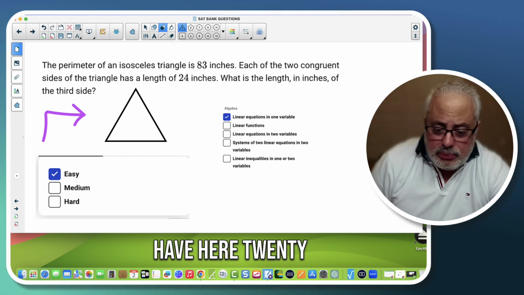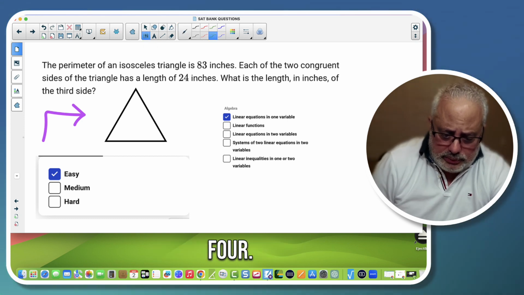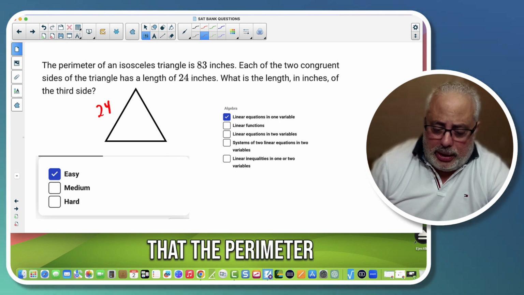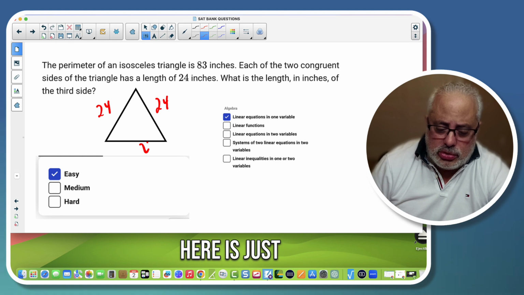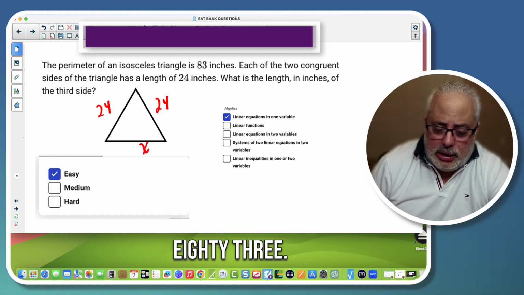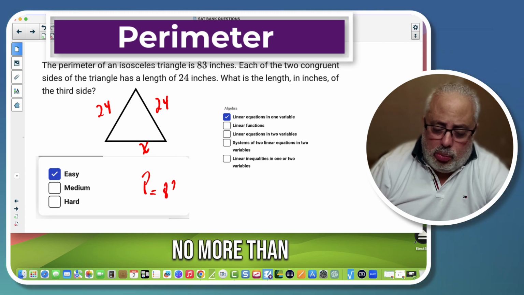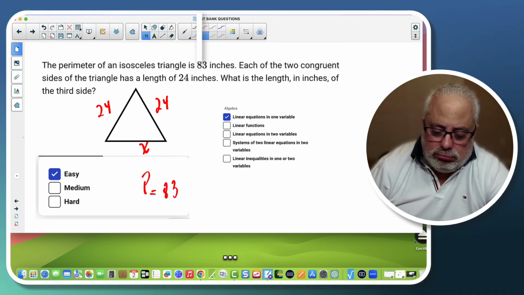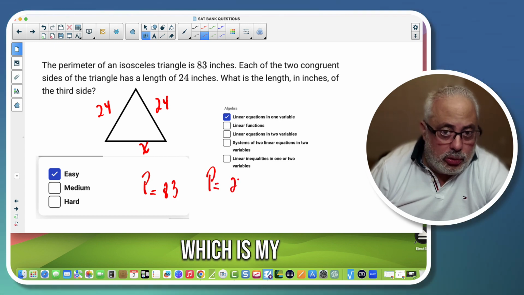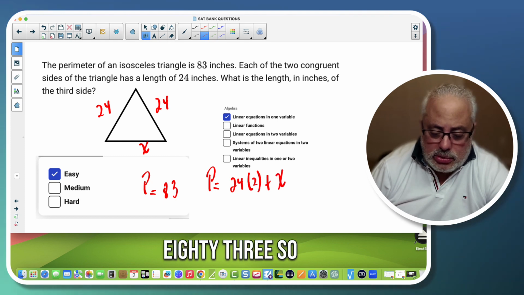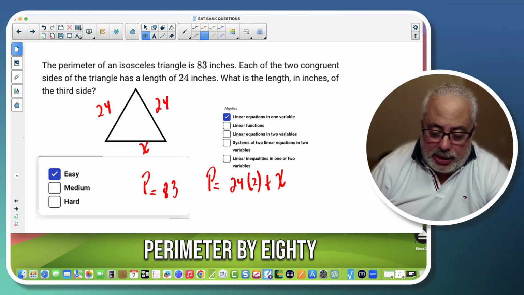So we have here 24 and 24. We don't know the third side, but we know that the perimeter is 83. The concept of perimeter is the distance around. So the perimeter is no more than 24 times 2 plus that x, which is my answer. And all of that is equal to 83. So I substitute the perimeter by 83.